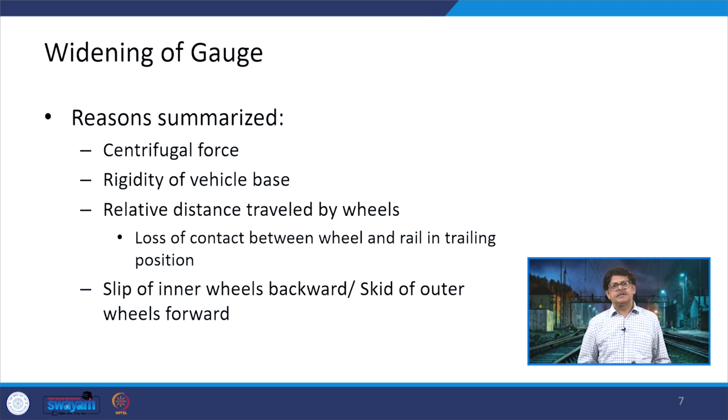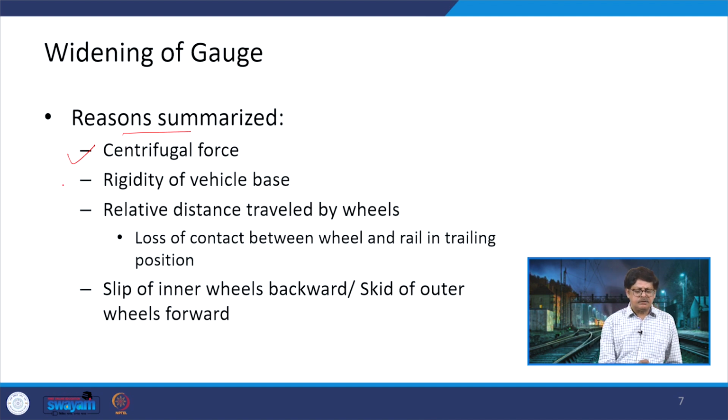So, on the basis of the discussion which we did, we can summarize the reasons due to which the widening of the gauge needs to be done. The very first thing is the application of the centrifugal force on the curved sections, and because of that the tendency of the front axle and the outer wheel is to move towards the outer rail, whereas the trailing axle will have the inner wheel moving towards the inner rail, and those particular interactions are creating problems.